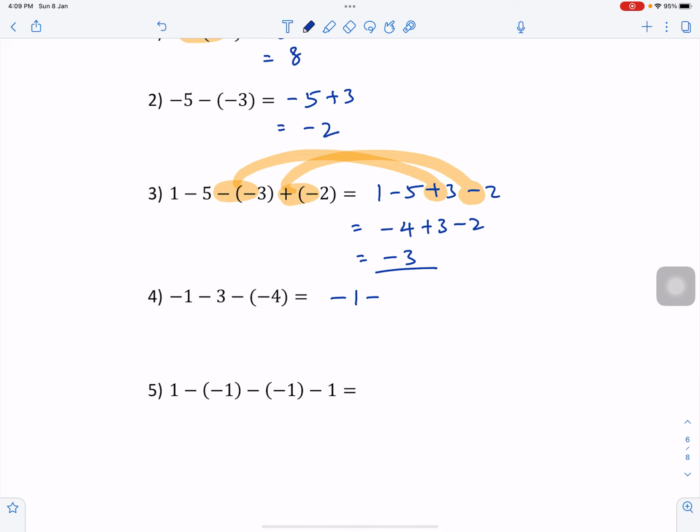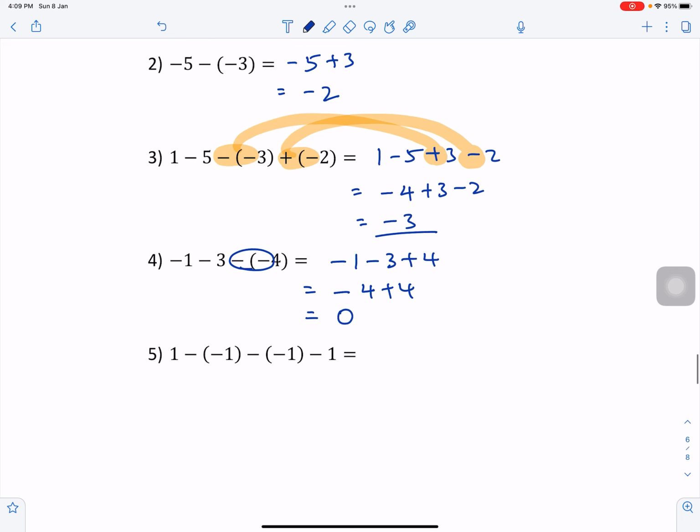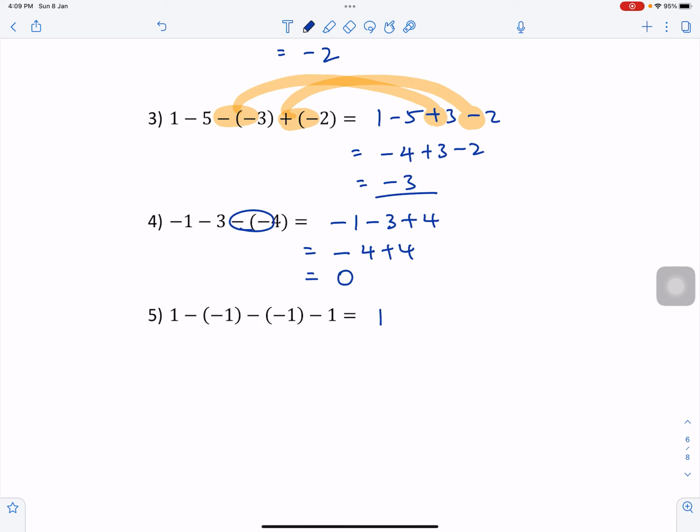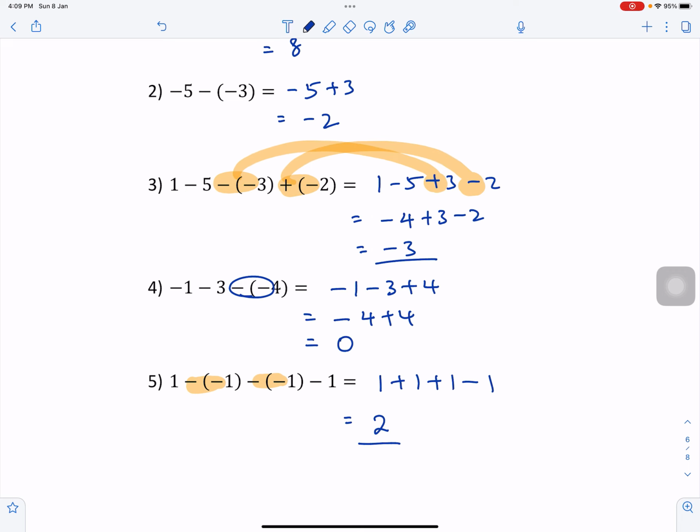Next one, minus 1 minus 3 plus 4, because this will give me a plus. Minus 4 plus 4, 0. Okay, the next question, again, 1 plus 1 plus 1 minus 1. 1 plus 1 plus 1 plus 1 minus 1, that should give me just 2 alone. Okay, all right, so you have got all this, check the answer to make sure that you get all correct. Okay, this one, you need to get all correct. Okay, all right, let's move on.